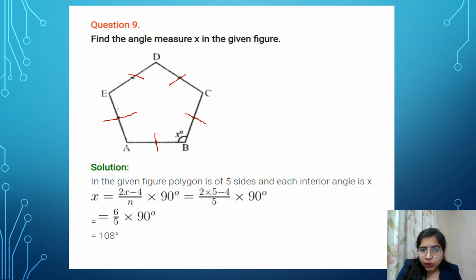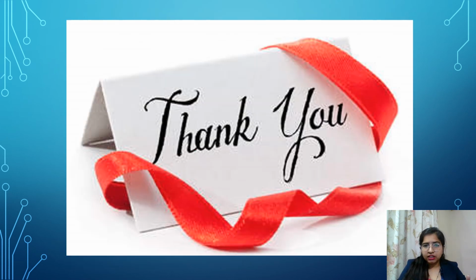So this is a polygon with 1, 2, 3, 4, 5 sides. So what is the formula to find the interior angle? I told you, to find the interior angle, the formula is (2n minus 4) divided by n into 90. At the place of n, you have to put the number of sides. The number of sides is 5. So you just put 5 over here: (2 into 5 minus 4) divided by 5 into 90. So you will get x. x is 108 degrees, after doing the calculations. You can try the calculations.